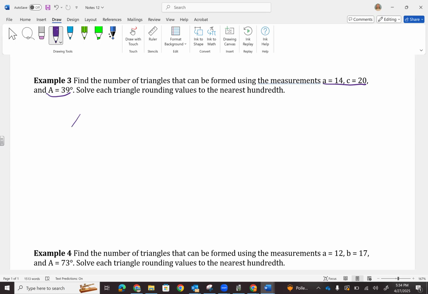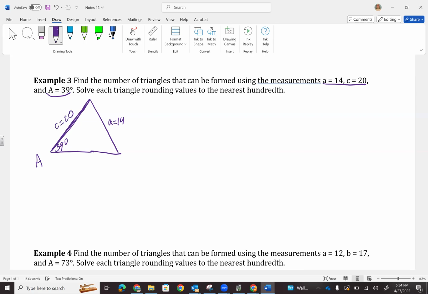What do you mean? Well, put the angle in your left hand. If you saw me, you'd hold up your hands in front of you, palms down. And so angle A is 39 degrees and side A is across from it. That's 14. And then another side, I put it on my left hand, right here between the angle and the side. So this is side C equals 20.